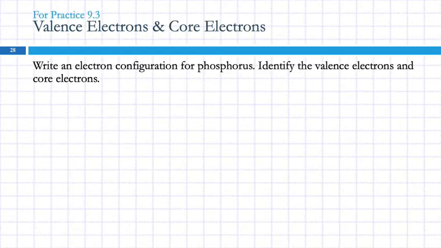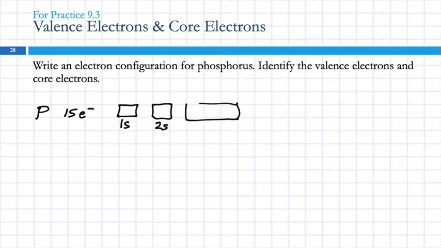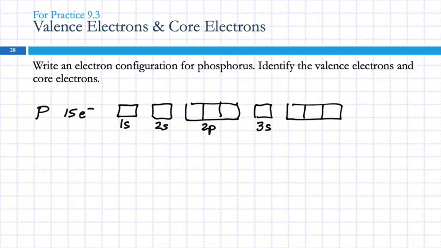So write an electron configuration for phosphorus, and identify the valence electrons and the core electrons. How many electrons do we have to do? 15, thank you. 15 electrons. I'm going to draw the orbital diagram first because I kind of like orbital diagrams. So there's 1s, and on the 2nd floor, 2s and 2p. And on the 3rd floor, we've got 3s and 3p. And I think that's going to be enough space.